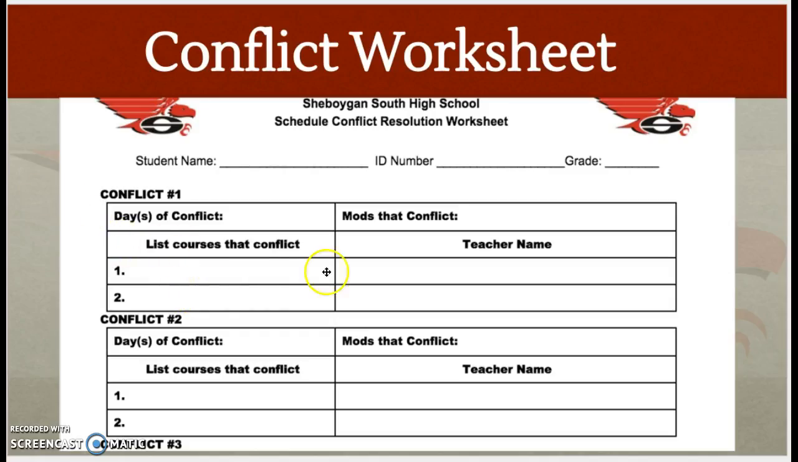You'll list the 2 classes. The teachers' names you will be able to get from your electronic schedule, so you'll be able to pinpoint that conflict and get the 2 teachers' names from your schedule. And then you'd list the mods of conflict and the day of the conflict, so that when it gets to your teachers or when you get ready to fill out the other form, all this information is there for you.